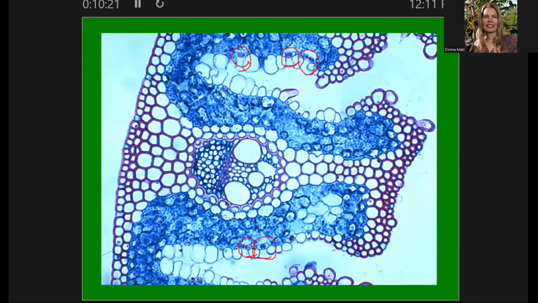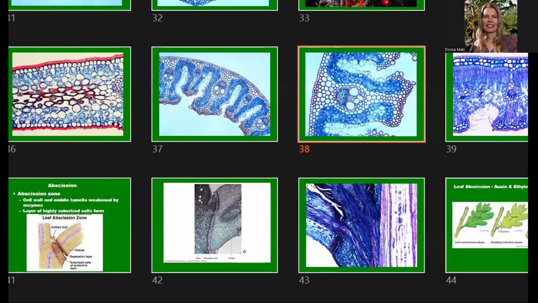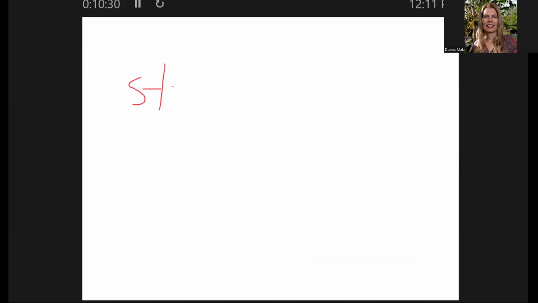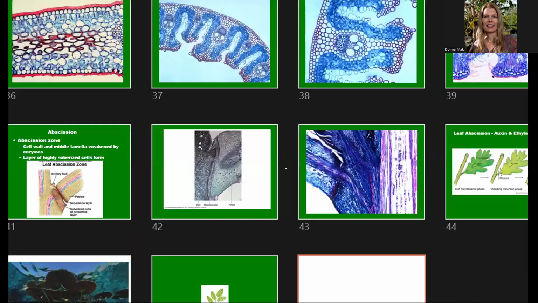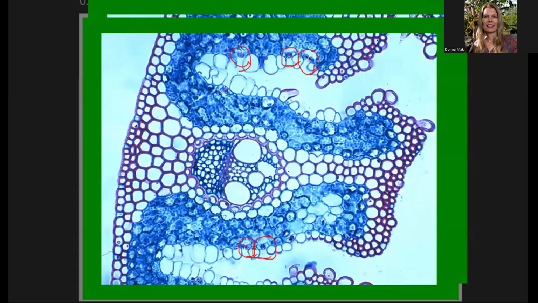Yeah. So these are called, let me go to here. That area, they're called stomatal crypts. Stomatal crypts, that invagination like that of the tissue where you see all the stomata are buried deep into the tissue area. So they're called stomatal crypts. And let me go back here.